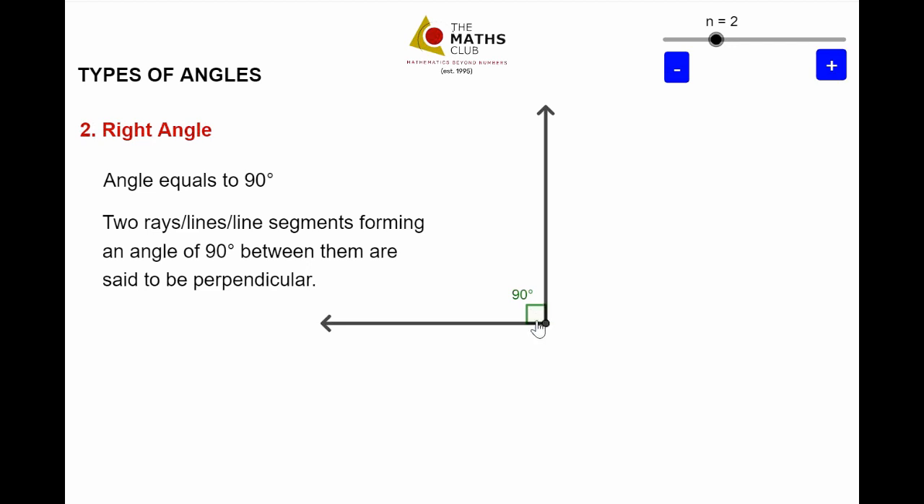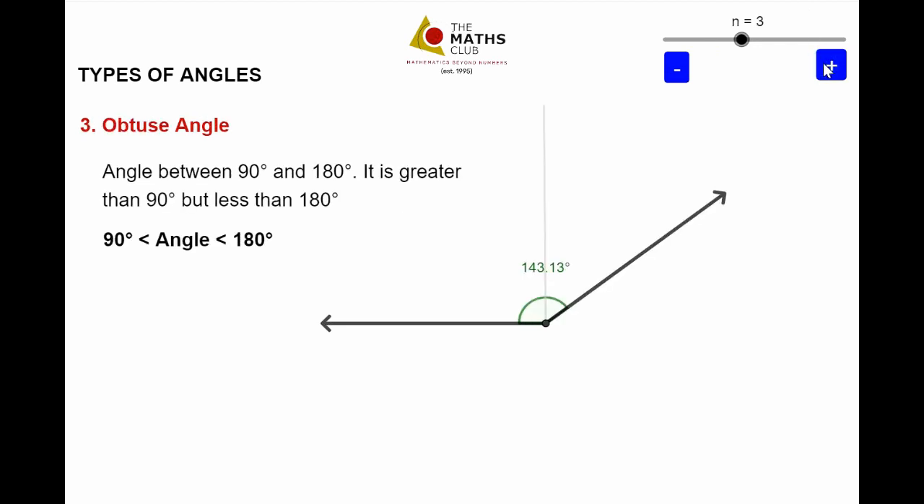If we see this sign, we know that this is a right angle, or this is an angle of 90 degrees. And of course, if we are told that the lines are perpendicular, we definitely know that the angle between them is 90 degrees. The third one is an obtuse angle.